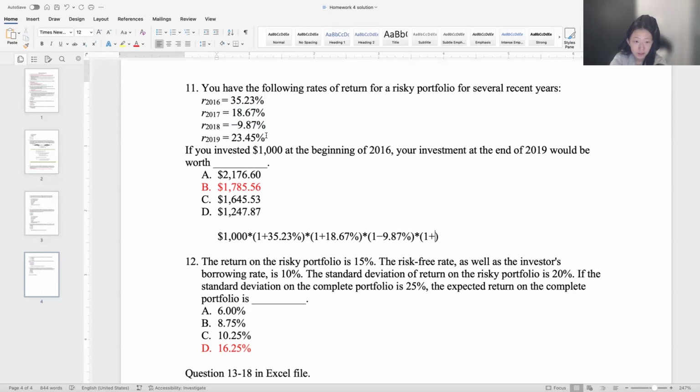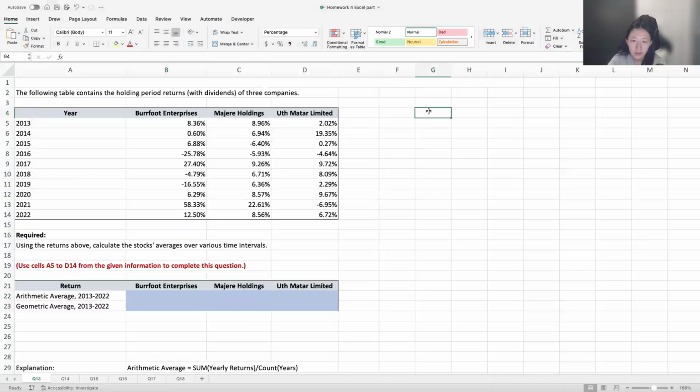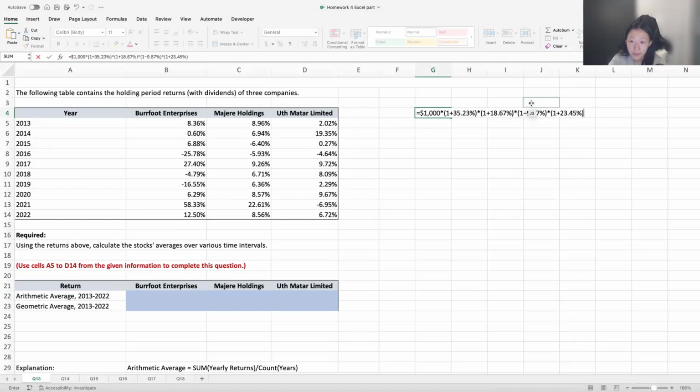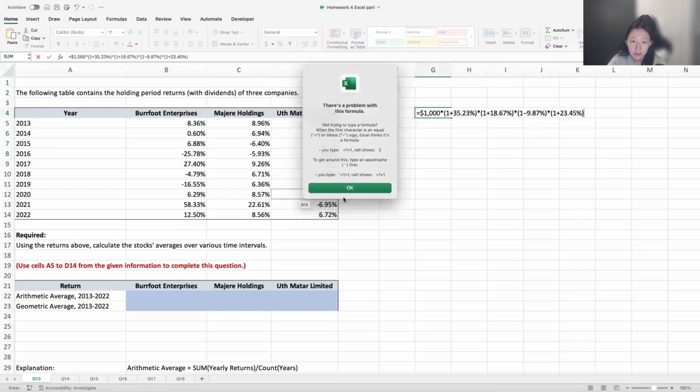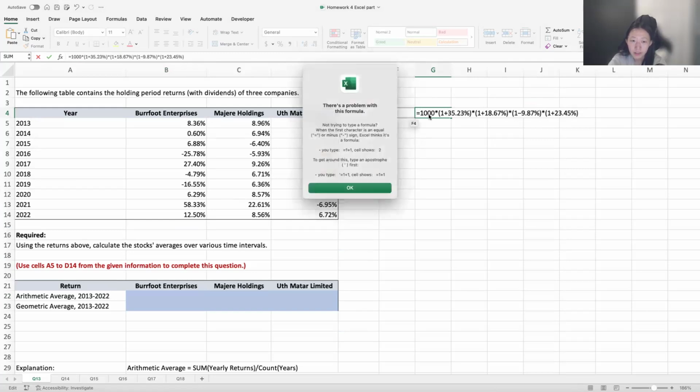And 1 plus 23.45 equals, now I probably use Excel to calculate this. Equals this. Enter. It has, okay, it has a dollar sign. Get rid of the dollar sign, just put in 1,000.